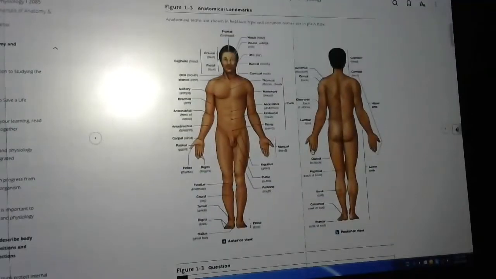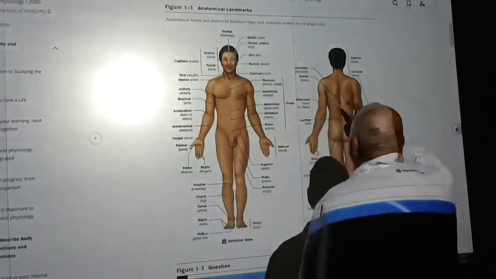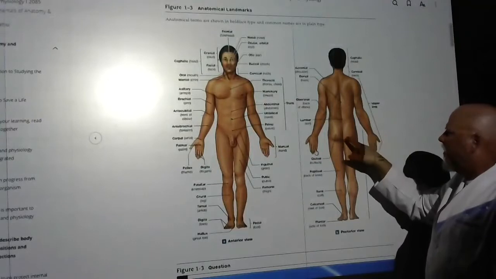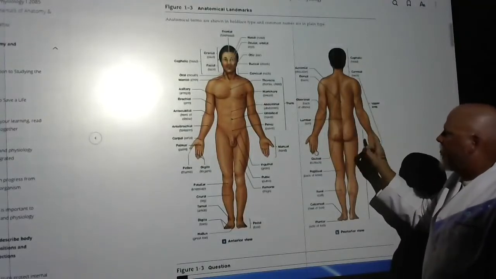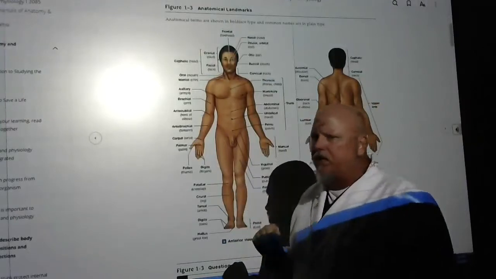Okay, let's talk about definitions. What is anatomical position? Well, it's the picture you just saw. That is anatomical position: standing up, facing forward, palms forward. This figure is still in anatomical position, but he's facing the other way. Make sure that you can describe in language what the anatomical position is.